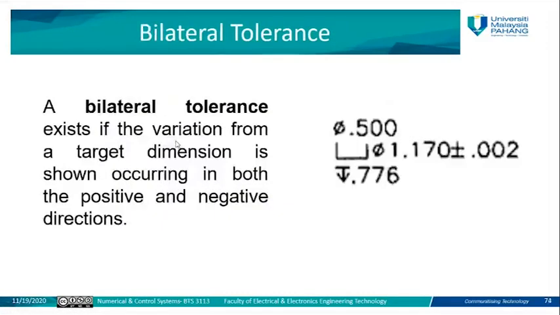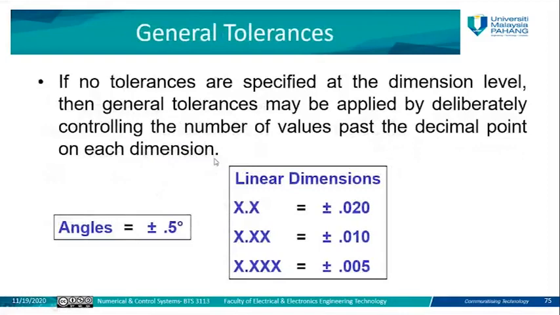But in the case of the general tolerance, no need to define for each dimension. We just define general tolerance for all. So I can change this one to 0.03. I can put it 0.05, depending on the product or the object requirement. What is the allowed error in the dimension, or the allowed variation in the dimensions.